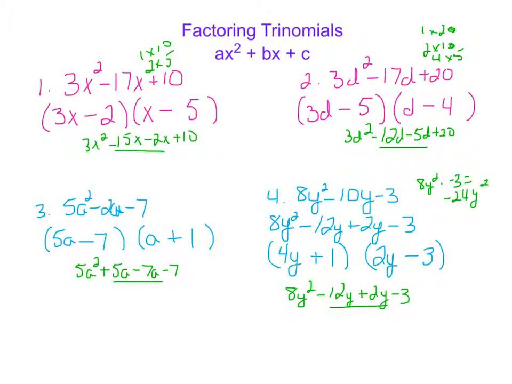So here are 2 options for you with your factoring trinomials in ax squared plus bx plus c. You can guess and check like we did in 1 through 3, or you could use the magic number system, which we did in number 4.